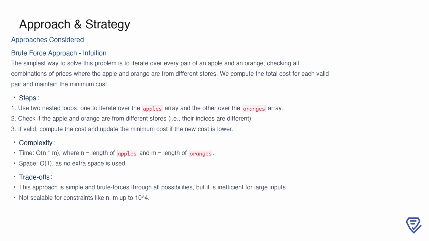Specifically, its time complexity is O(n * m), where n and m are the lengths of the two arrays. This means that as the number of apples and oranges grows, the runtime increases dramatically. Additionally, since no extra memory is required, the space complexity remains constant at O(1). However, for larger input sizes, this brute force approach is inefficient and impractical, prompting us to consider more optimized solutions.